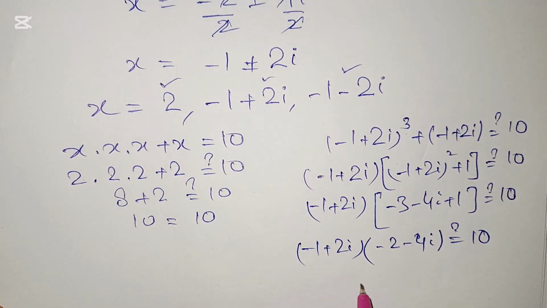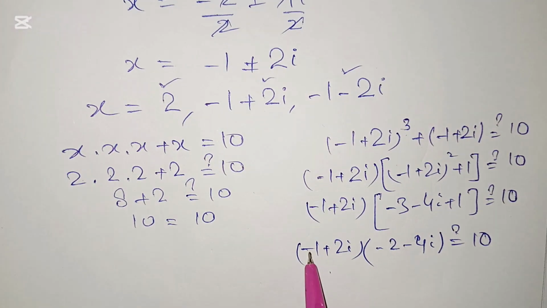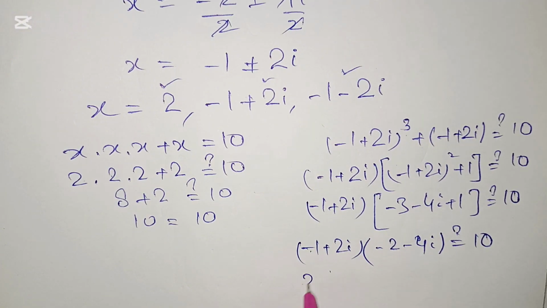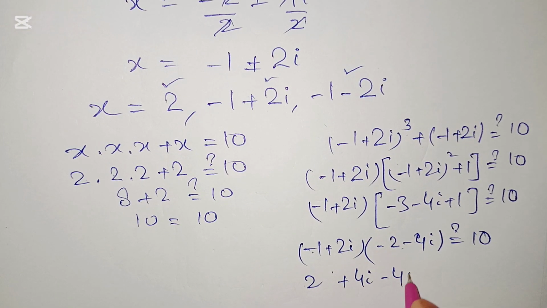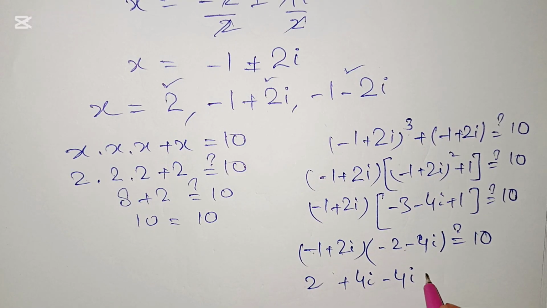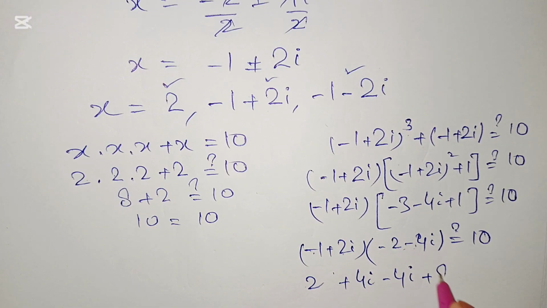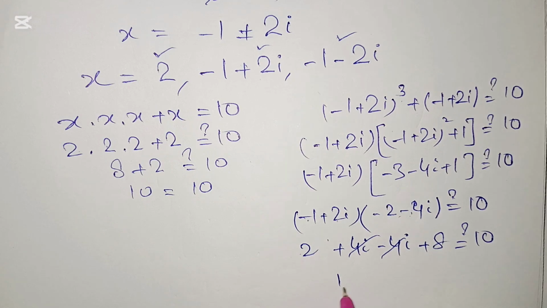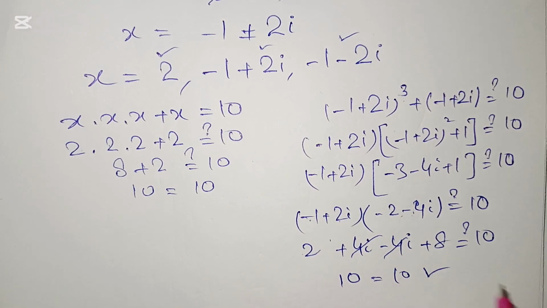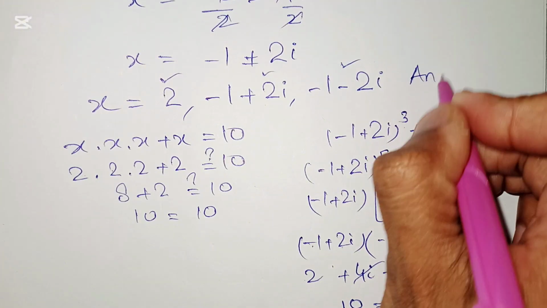We get, one multiplied by this: -1 times -2 is plus 2, this is plus 4 iota, this is plus 2 iota, and this is -4 into 2 iota square. Iota square is -1, so plus 8, which makes 10. It cancels. 10 equals 10, meaning left hand side equals right hand side. So these three values are the final values of x.